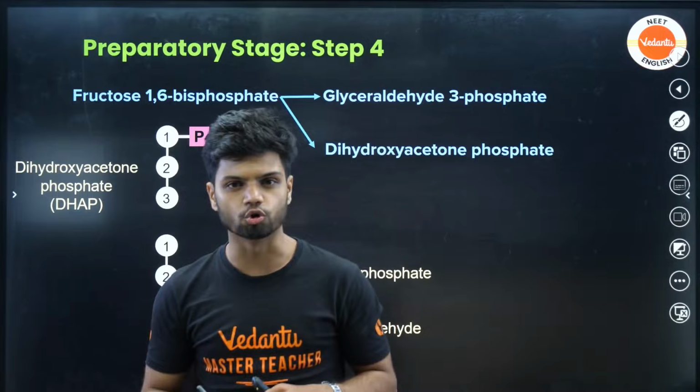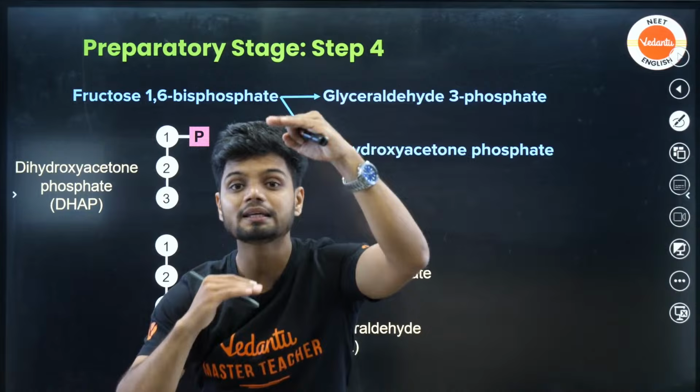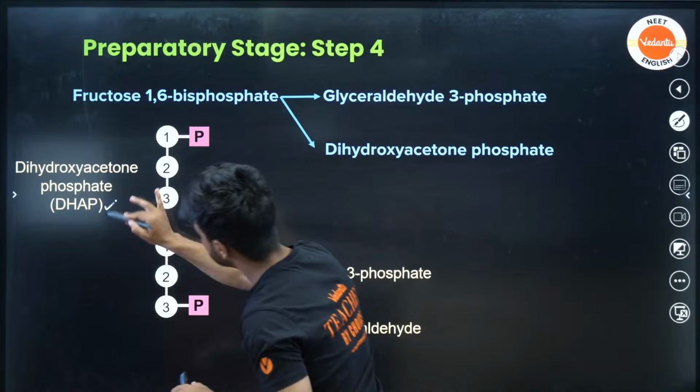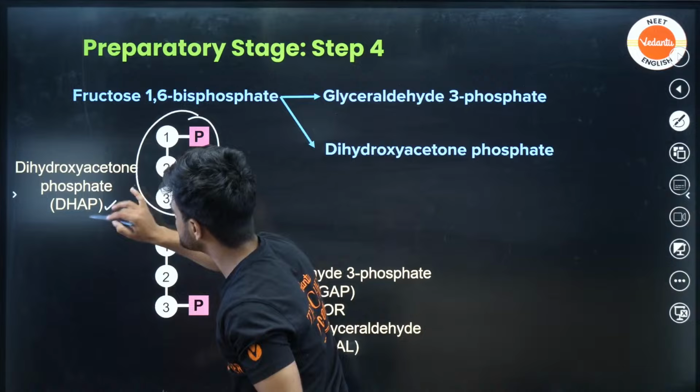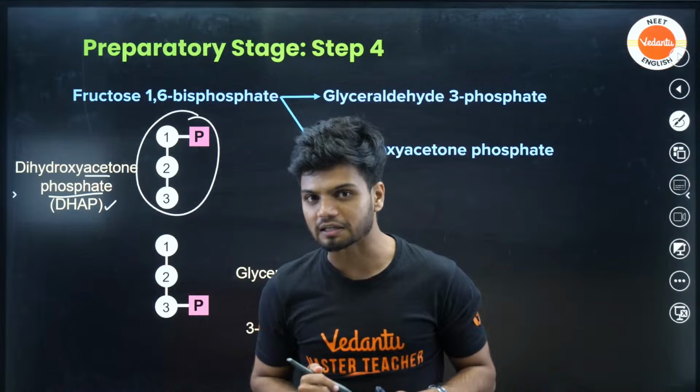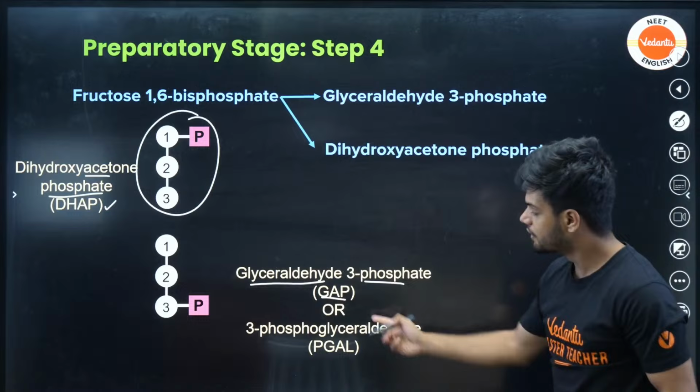completely divides into two 3-carbon molecules. The first one is called DHAP, which is also called dihydroxyacetone phosphate. And the second part here is called GAP, that is glyceraldehyde 3-phosphate, which is also known as 3-phosphoglyceraldehyde.